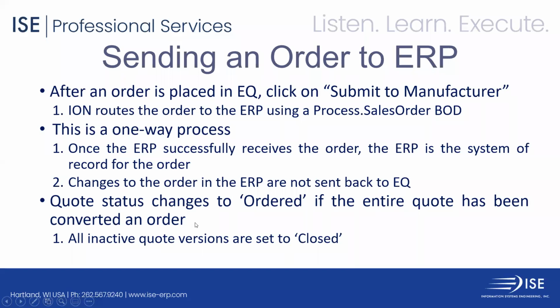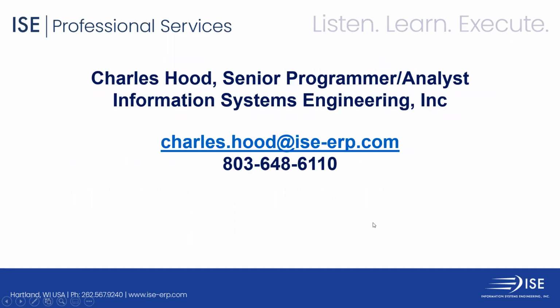And I already mentioned how for a quote, the status changes to ordered if the entire quote has been converted to an order, and inactive quote versions would then be set to closed. So your active quote version would be ordered, all the others would be closed. That's important, especially if you're using CPQ analytics, tracking your win rate for quotes and things like that. That is all that I have for you.